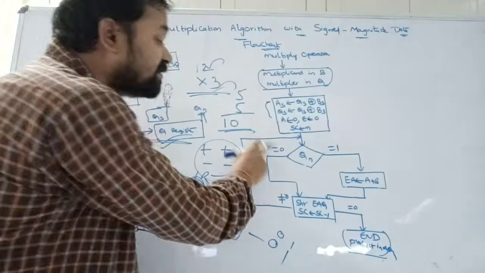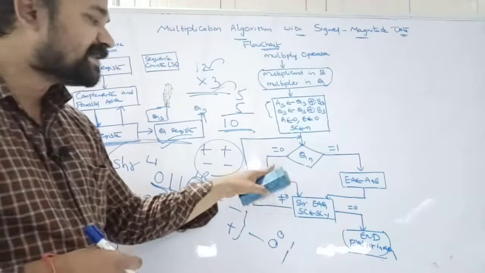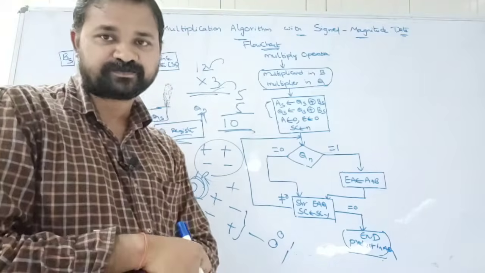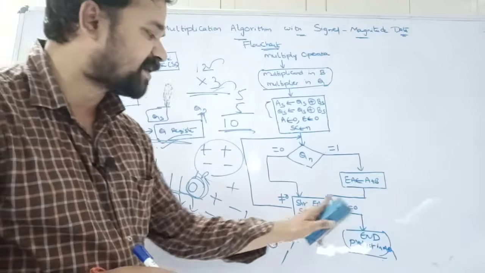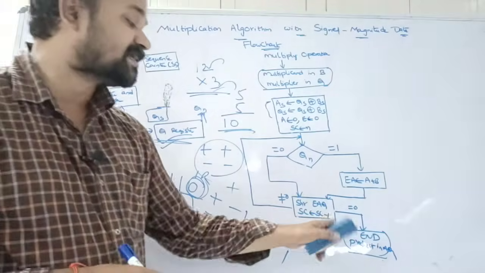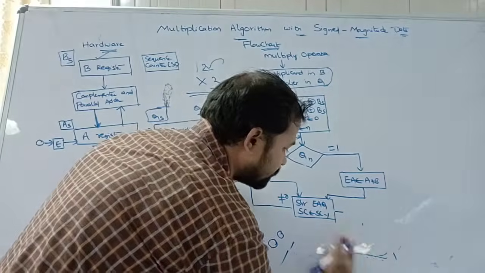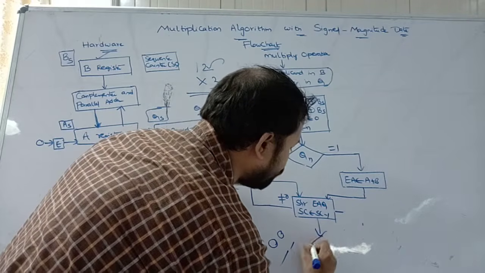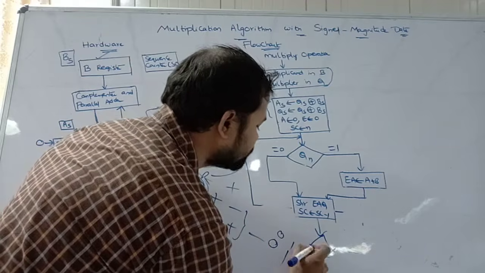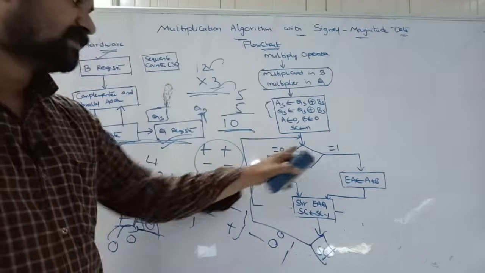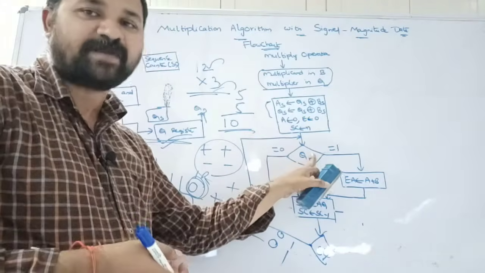Whereas if Qn value is 0, then there is no need to perform any addition operation. We have to perform shift right EAQ, and then decrement the sequence counter value. Then after that, we need to check the value of the sequence counter. Suppose sequence counter value is not equal to 0, then once again we need to check the least significant bit of the multiplier.